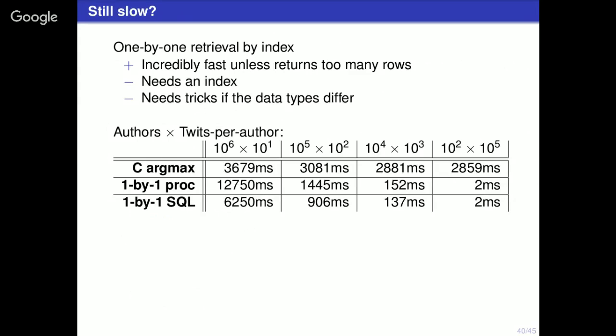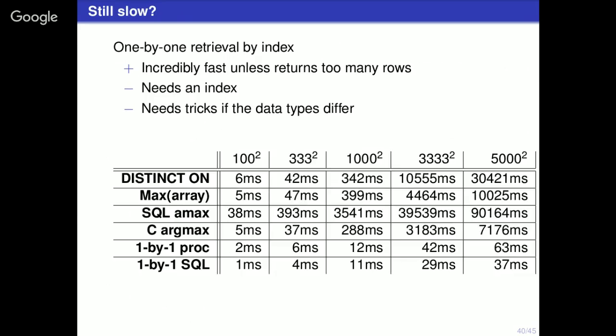So this approach is incredibly fast, unless it returns too many rows, like in the leftmost column. But it needs an index that needs to be maintained. It slows down the insert, just as usual. And it needs some tricks, the SQL approach, if the data type differs. Not so dirty as the previous solution, just wrapping them into some custom typing.